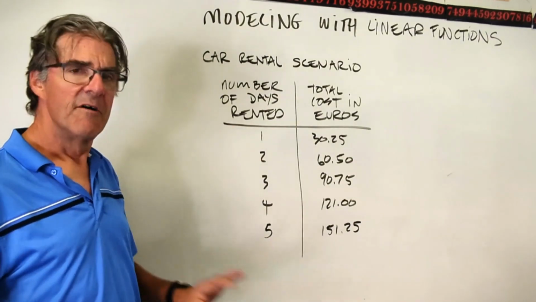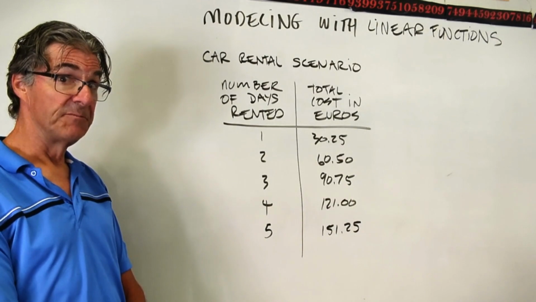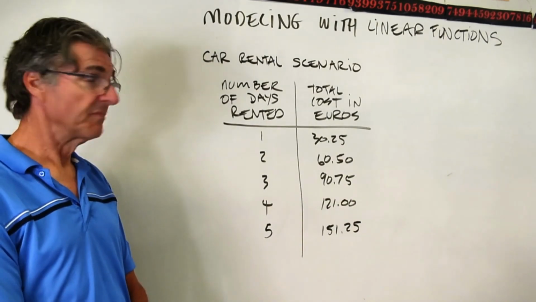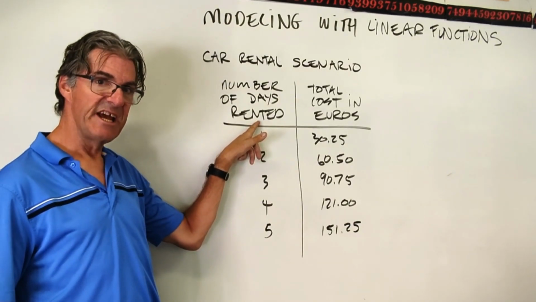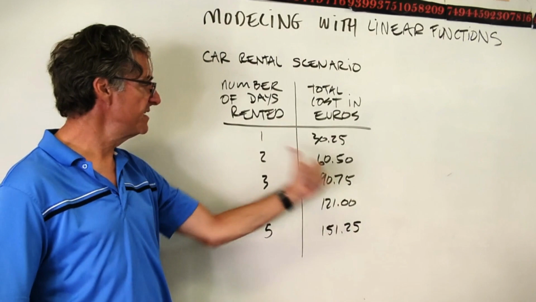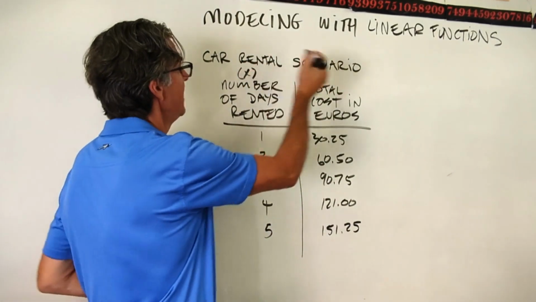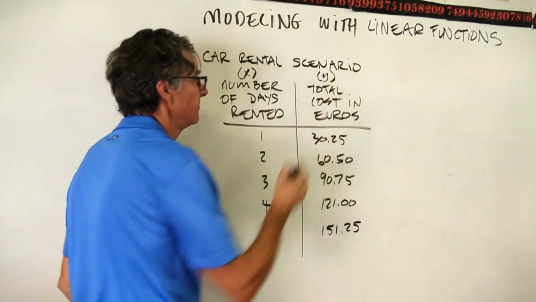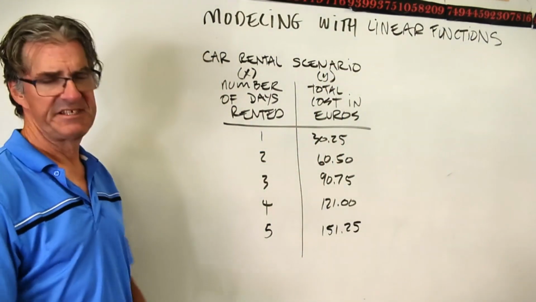So here's our table. First off, which is the dependent and the independent variable? Independent, we choose it. We choose how many days we rent. The dependent variable is the total cost, and that depends on how many days we rent. So we're going to call this one x and call this one y. Okay? So, our first step, we have a data table.